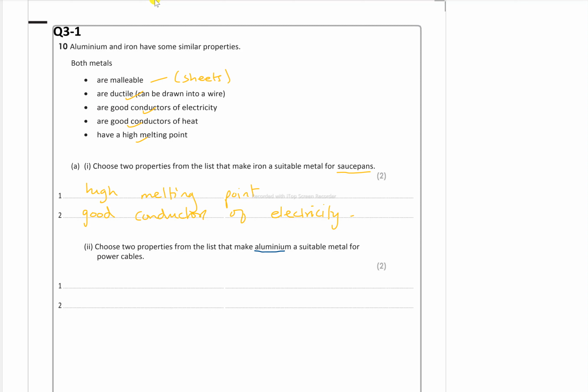Aluminium used as a power cable. Right, first of all, you can say it's ductile, and it's a good conductor of electricity.